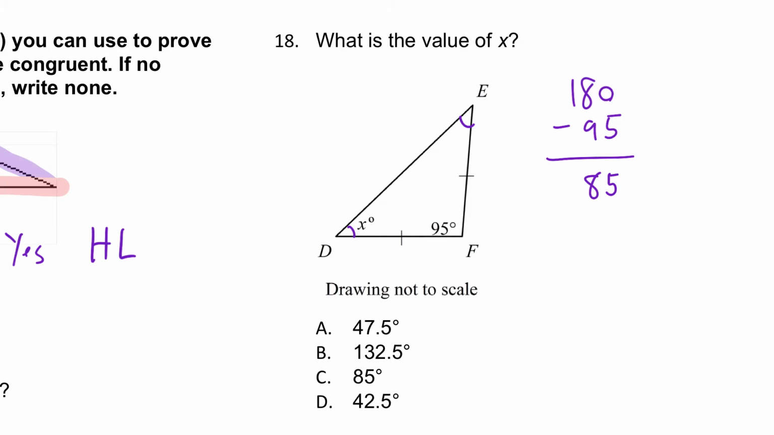Now I have 85 degrees to share between angle D and angle E, so both of them will be congruent to each other as well. So 85 divided by 2 will get me what each of the angles are, and 85 divided by 2 is 42.5. So our answer is D.